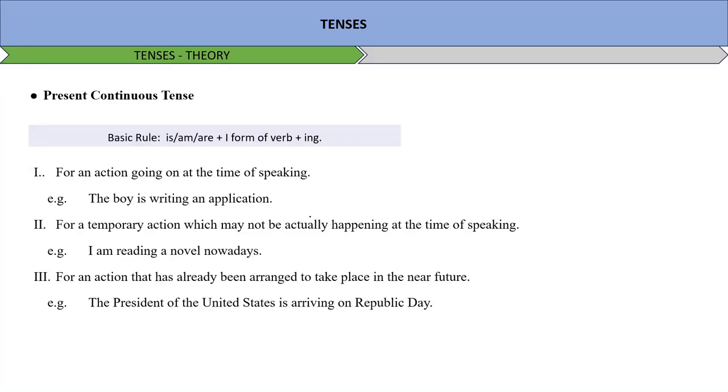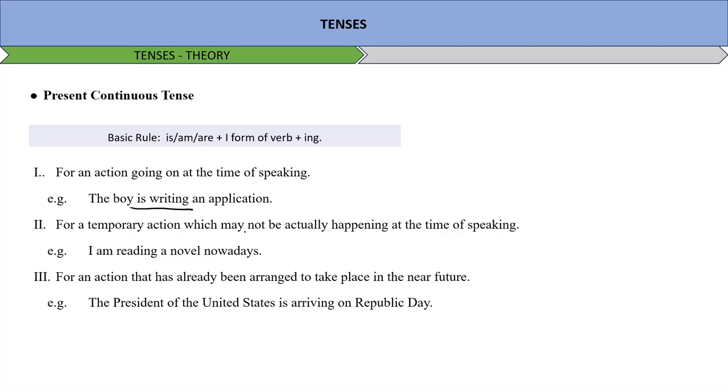When do we use present continuous tense? For an action going on at the time of speaking. The boy is writing an application. It is still continuing. For a temporary action which may not be actually happening at the time of speaking. I am reading a novel nowadays. That action is not happening right now, but generally in your life it is happening.